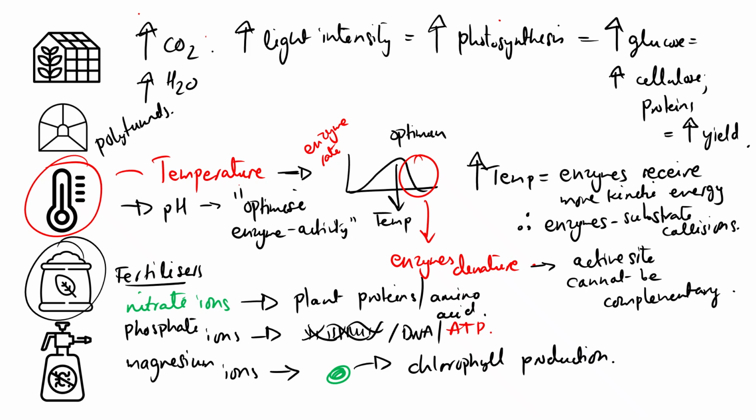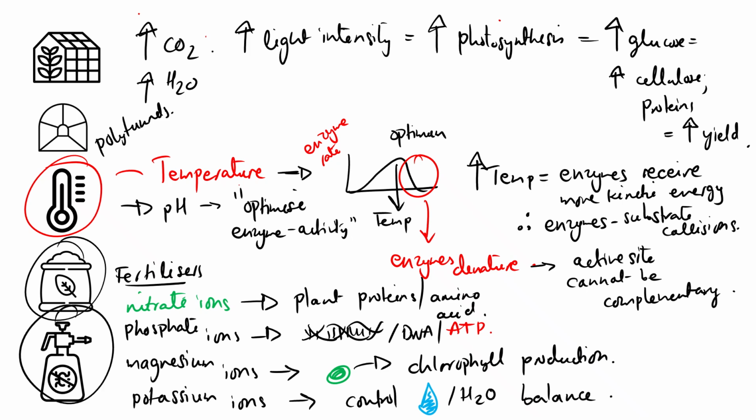So you've got nitrate, you've got phosphate, you've got magnesium, and the final one is potassium. And potassium helps to control water balance. So I'll just draw a raindrop over here to represent water. Controls water balance. So it prevents osmosis, essentially. That's where potassium ions come in. So you've got fertilizers, you've got to think minerals, you've got to think nitrates, phosphates, magnesium and potassium. Brilliant.